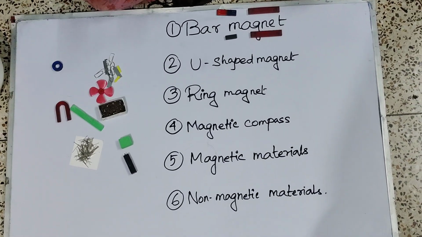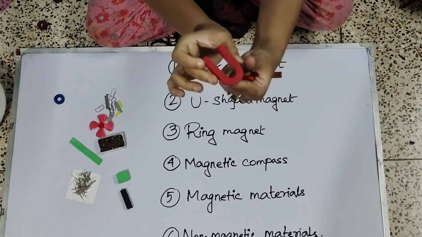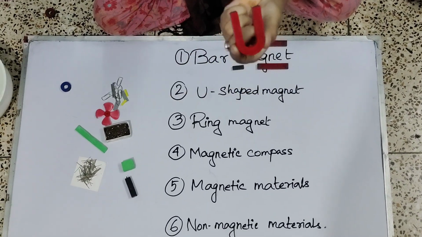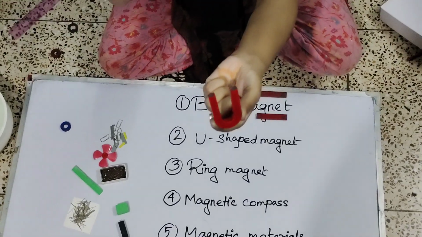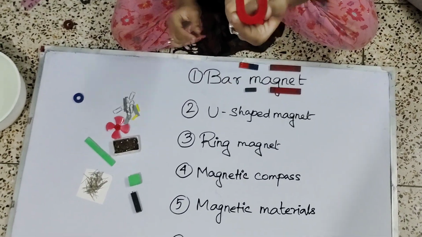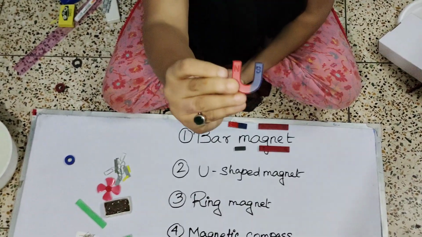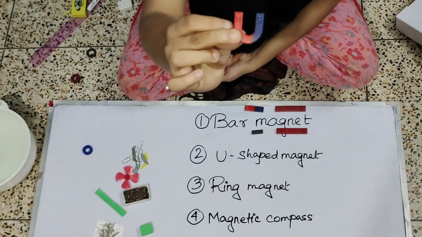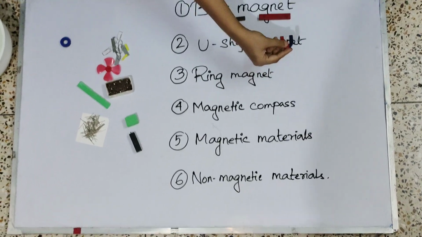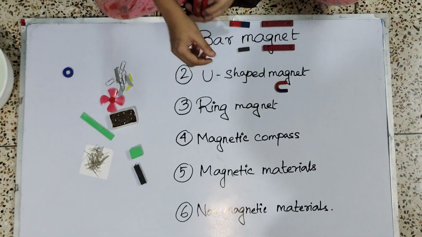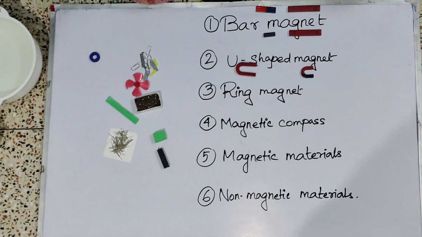Now see these two. See the shape of the magnet. The shape of the magnet is U, so it's called a U-shaped magnet. And this is also a U-shaped magnet. I am putting the U-shaped magnets here.